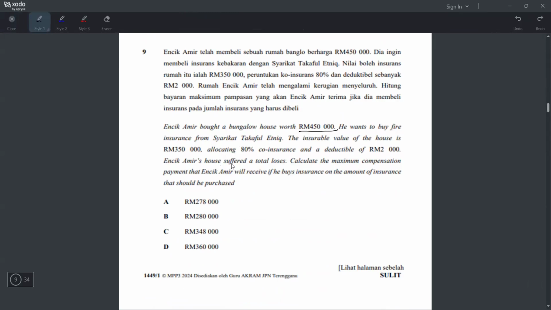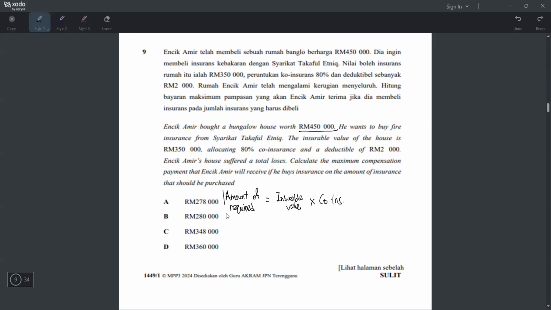let's forget about the question. Let's talk about fire insurance. Everything you need to know about fire insurance. First thing is you need to know the paling penting punya formula is how to find amount of required insurance. So for amount of required, the formula is you have to take the insurable value times with the co-insurance percentage.